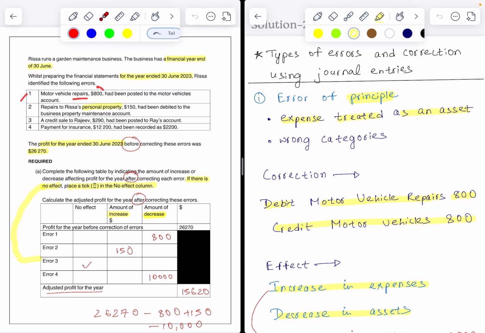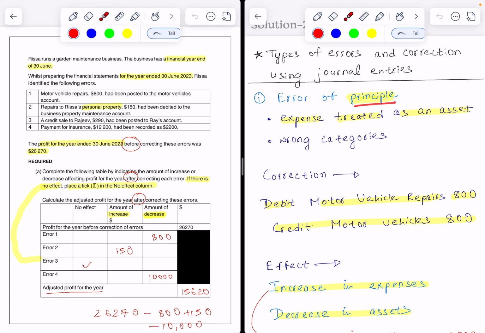Motor vehicle repairs of $800 had been posted to the motor vehicles account. So here we have got an expense which was motor vehicle repairs, but we made a mistake by wrongly recording it as the purchase of a non-current asset, and we recorded it in the asset account for motor vehicles. As you can see, expense and asset accounts are different categories to each other. So the error is clearly within the fundamentals. This type of error is what we classify as an error of principle because of the wrong categories which are involved, where the expense has been wrongly treated as the purchase of a non-current asset.